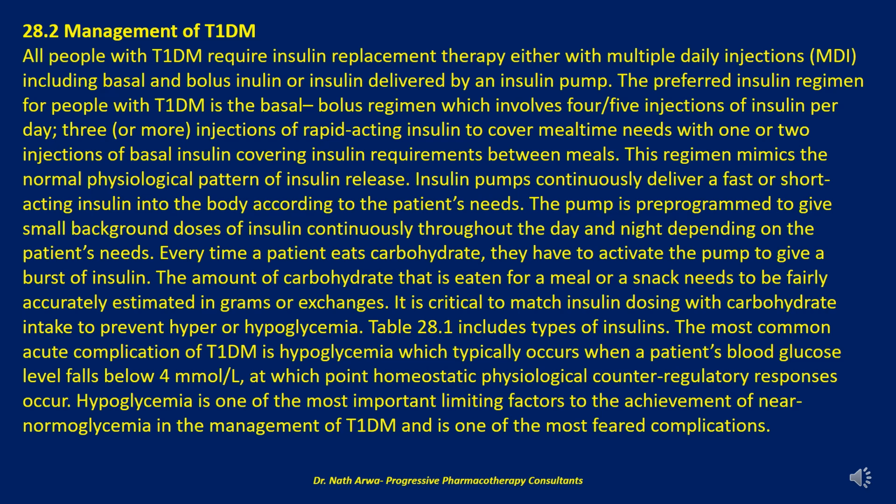The most common acute complication of type 1 diabetes mellitus is hypoglycemia, which typically occurs when a patient's blood glucose level falls below 4 millimoles per liter, at which point homeostatic physiological counter-regulatory responses occur. Hypoglycemia is one of the most important limiting factors to the achievement of near normoglycemia in the management of type 1 diabetes mellitus and is one of the most feared complications.